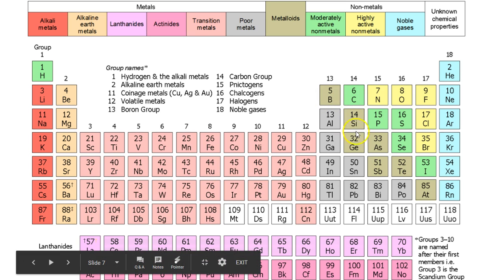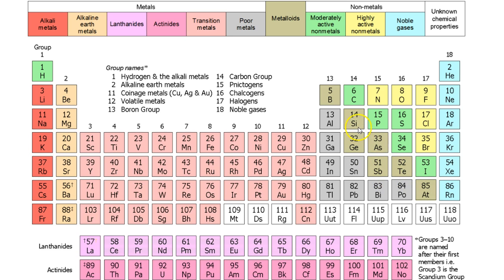So here are the actual metalloids in this darkish green color. These are just some of the groups that we see in the periodic table.